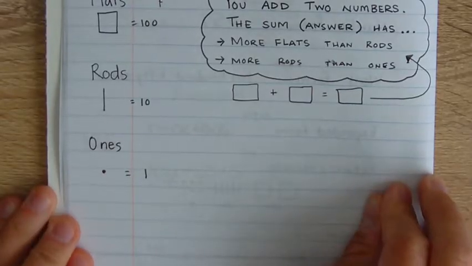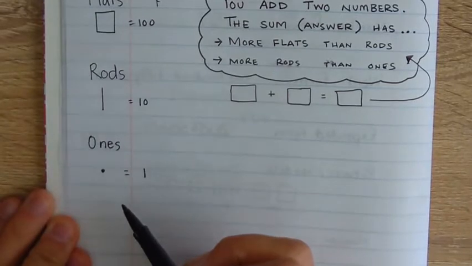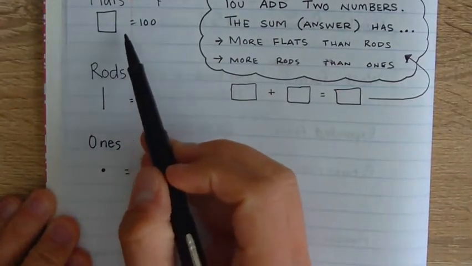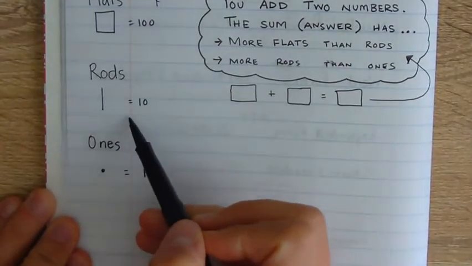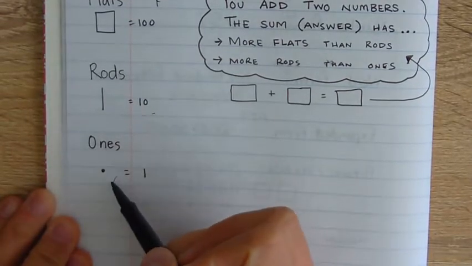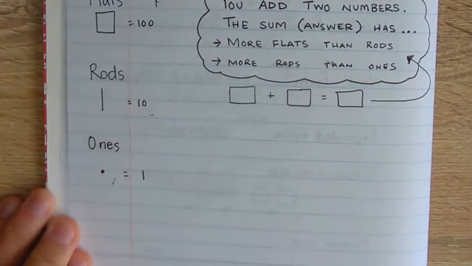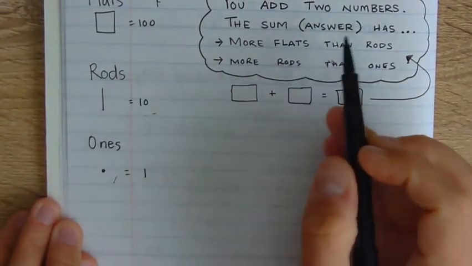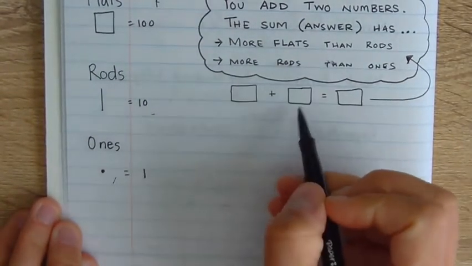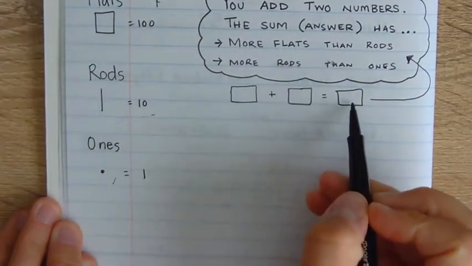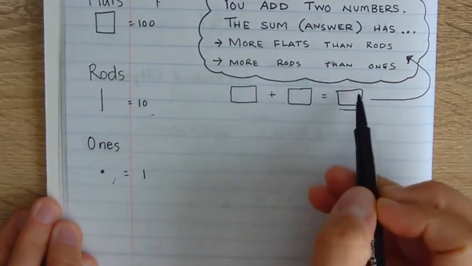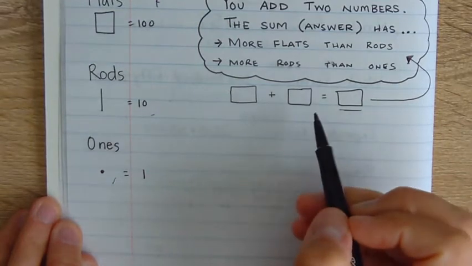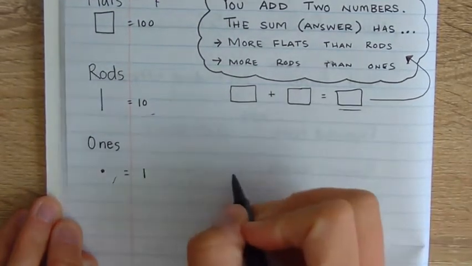So I have my notebook set up. You don't have to have it set up like this. If you want to have a reminder where the flats are equal to 100, the rods are equal to 10, and my ones are equal to 1, that's totally fine. You could even write the question if you want to. And you want to add two numbers, these two numbers here. The sum, or this answer here, needs to have more flats than rods and more rods than ones. So let's take a look at what that could look like.